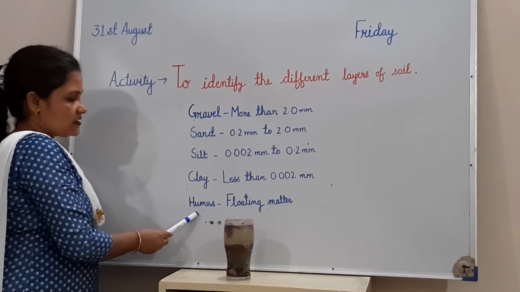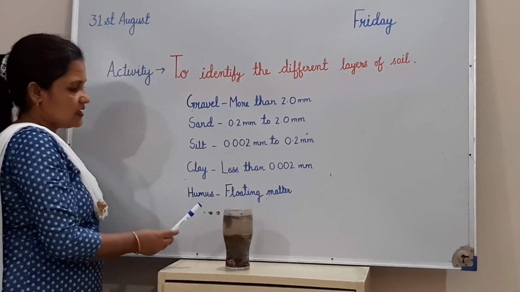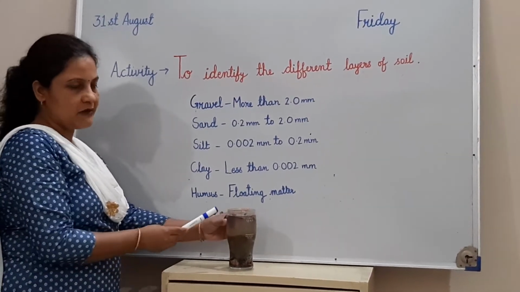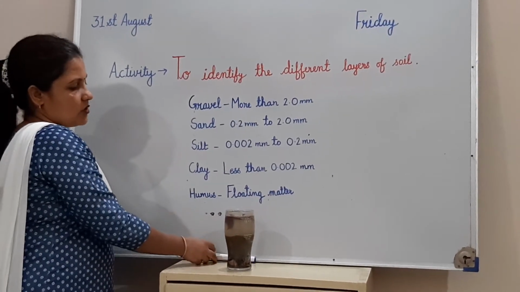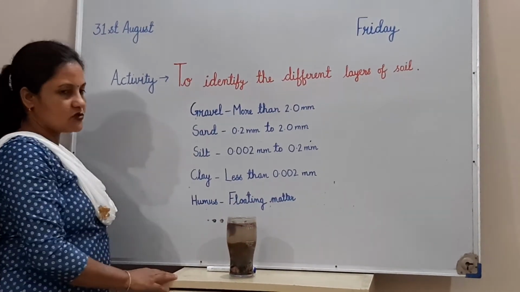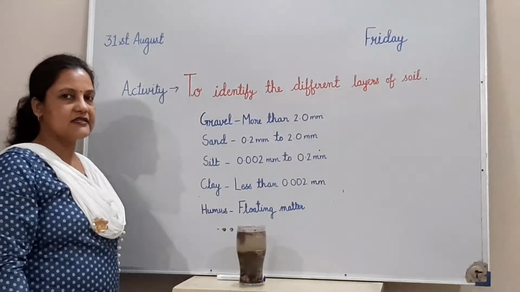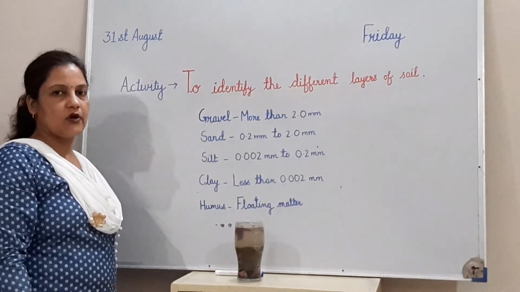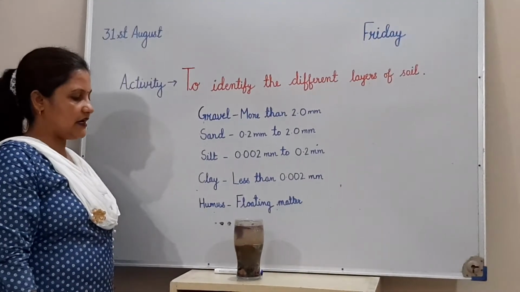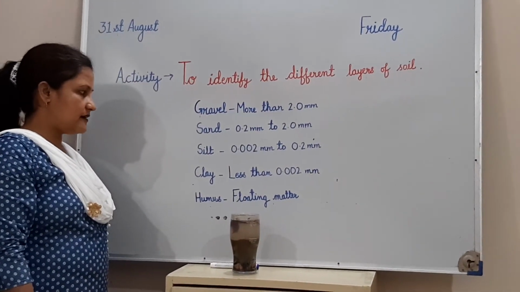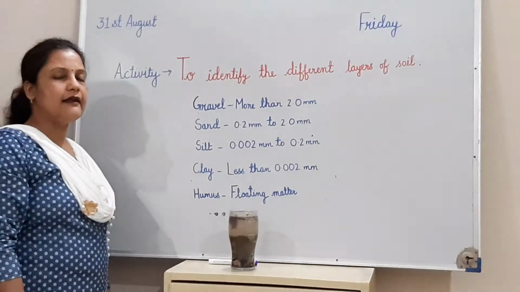And then the last layer, the top layer, is of humus, which is floating material, and it floats on the surface of the water. So from this activity we can conclude that the soil has different layers. The soil is made up of different layers: gravel, sand, silt, clay and humus.